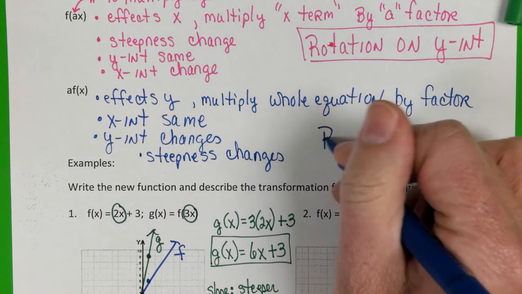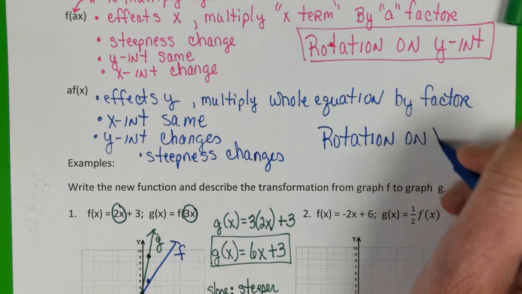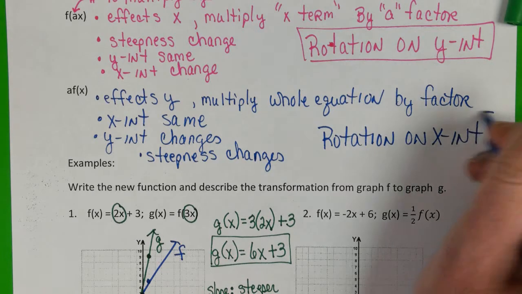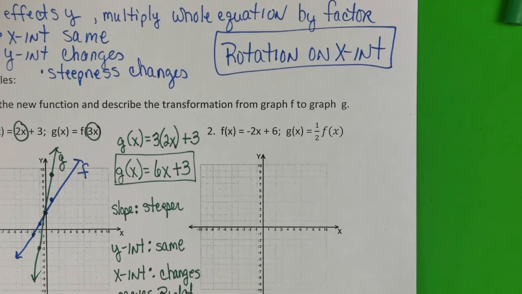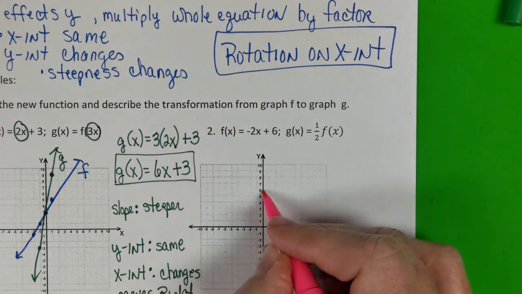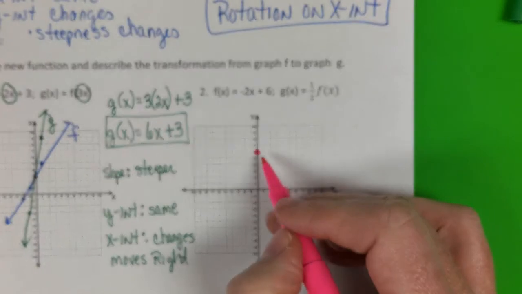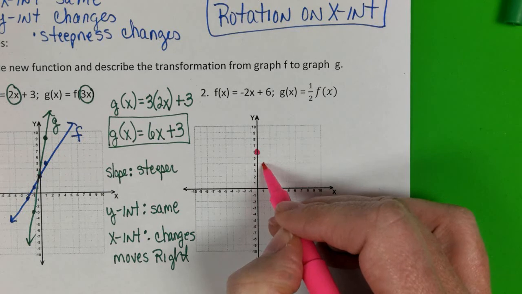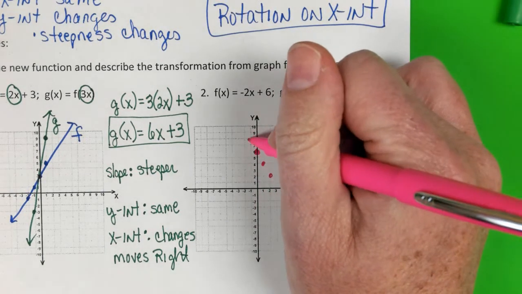This rotation is a rotation on the x-intercept. So the x-intercept is our pivot point. Okay, so let's look at this. Let's graph function f. We have a y-intercept of 6. We have a slope of -2, so we're going to go down 2, right 1, down 2, right 1, or up 2, left 1.